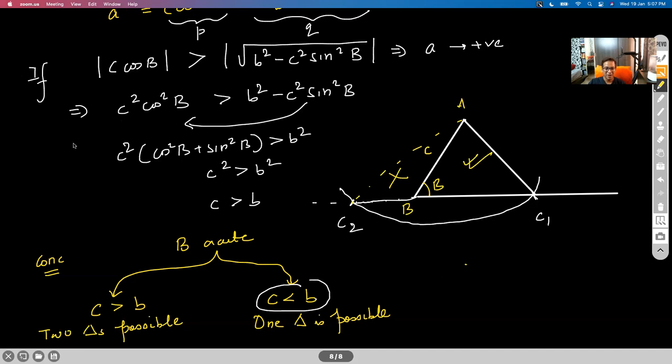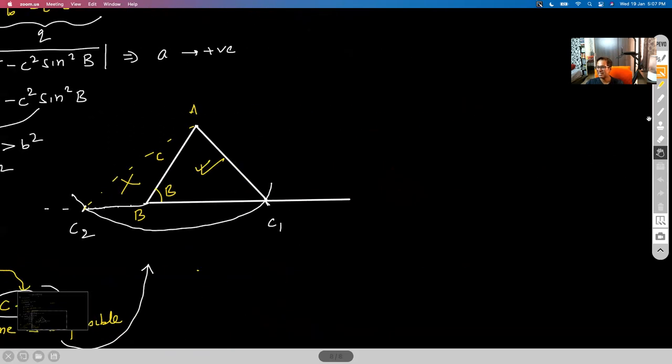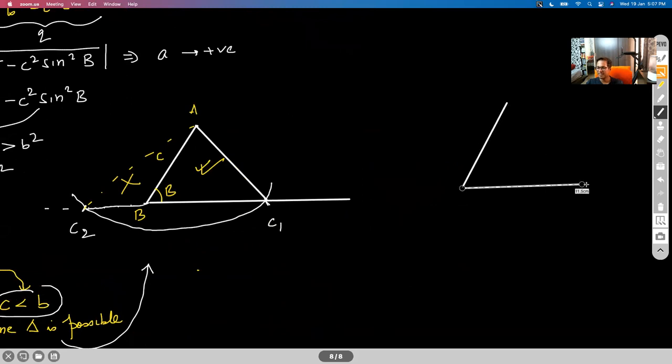Correct? But if your b is lesser than c, please note, my dear students, this is your situation number two. For the situation where b is lesser than c, let me again make the diagram. This was your A, this was your B. Now you're taking an arc, and that arc is going to only cut on one side. So again, put a compass at A, and it's going to cut like this. It is not going to exceed here.